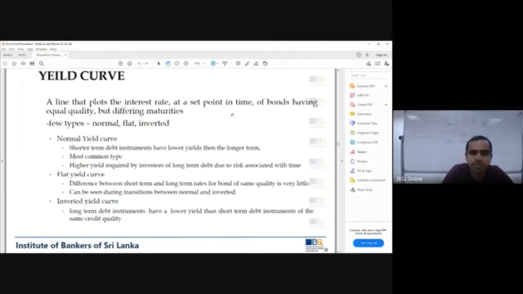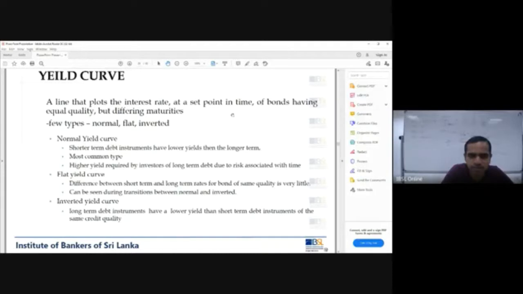Then there are 3 types of yield curves. First one is the normal yield curve. A normal yield curve is where shorter term debt instruments have lower yield than longer term, right? So short term debt has low interest rates than long term debt. Higher yield is required by investors of long term debt due to risk associated with time. So long term investors will need a higher return to compensate for the additional risk of investing long term.